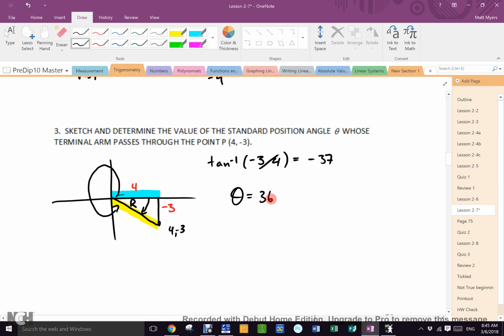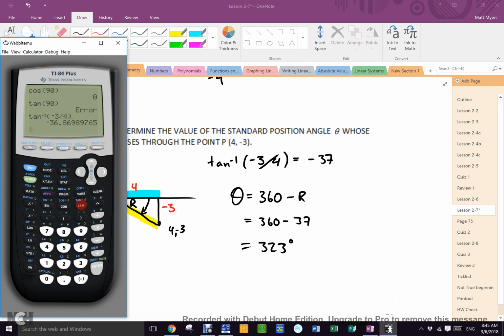Theta equals 360 minus reference. 360 minus 37, 323 degrees. Now let's check. Tan 323. If we're right, what should it equal?